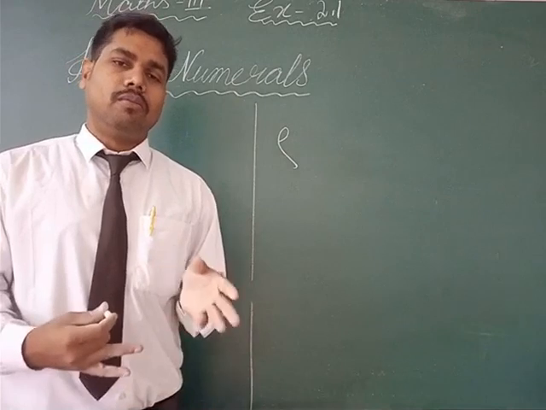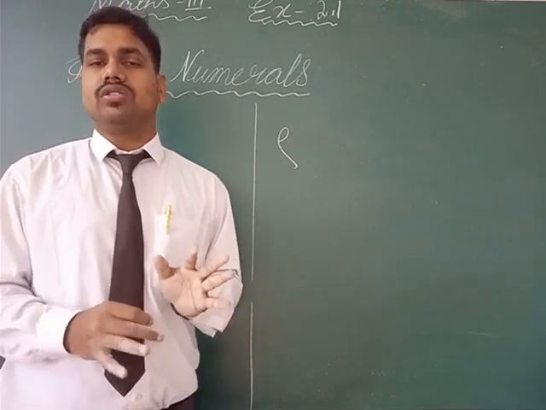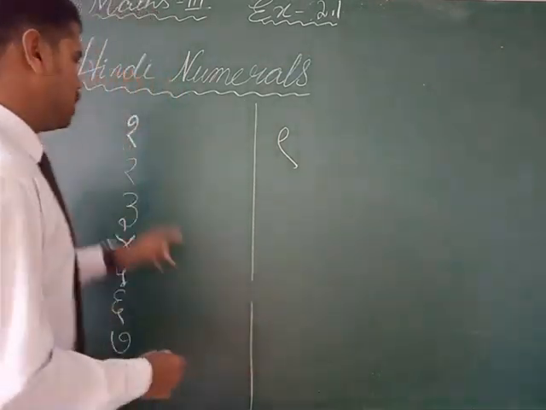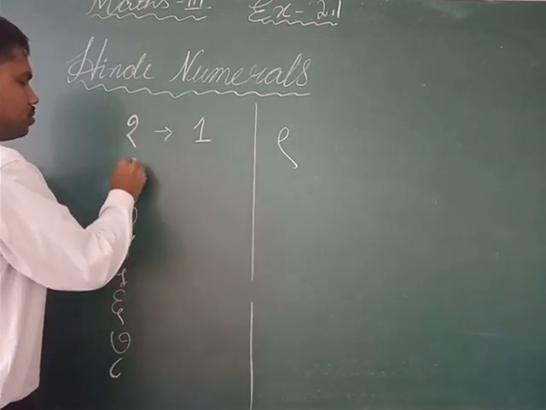After that, if you know 1 to 9, or 0 to 9, then you can form any number using all these digits. So 0 to 9 of Hindi numerals you have to know. First, 1 we used to write like this. So this is 1. Now we used to write 2.